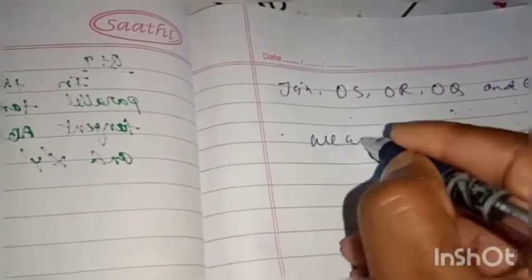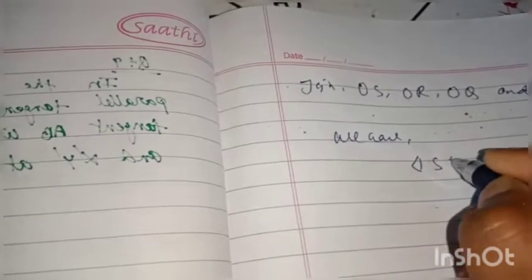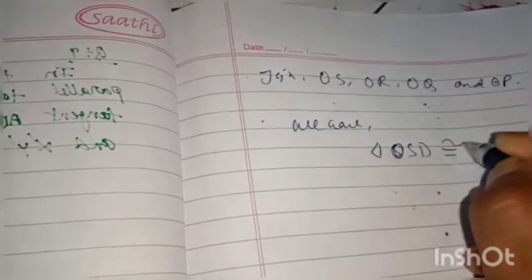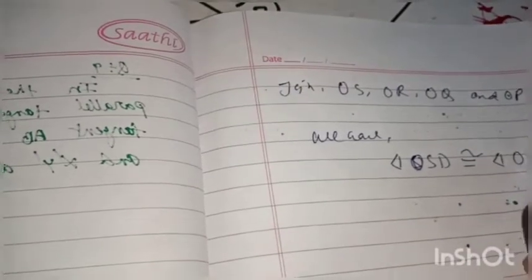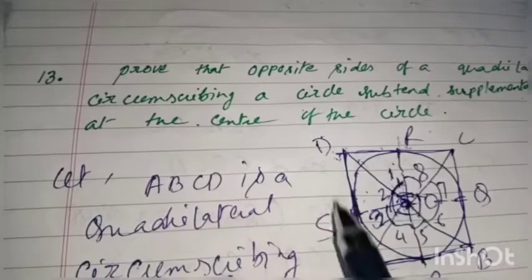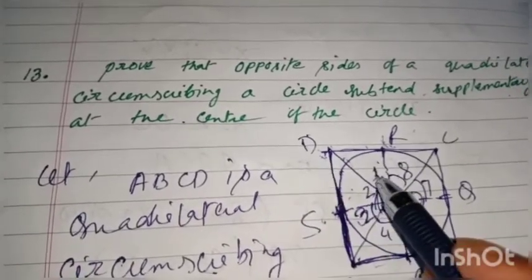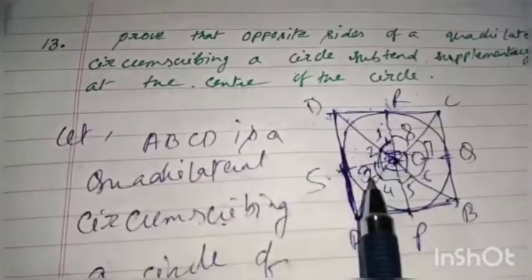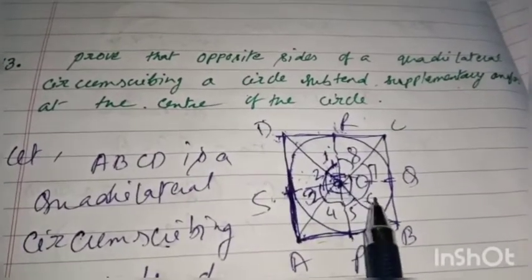We have triangle OSD congruent to triangle ORD. See, OSD and ORD. If these two triangles OSD and ORD are congruent, then what? Angle 1 is equal to angle 2. Why? CPCT. Similarly, what can you write? 3 is equal to 4, 5 is equal to 6, but 4 is not equal to 5.